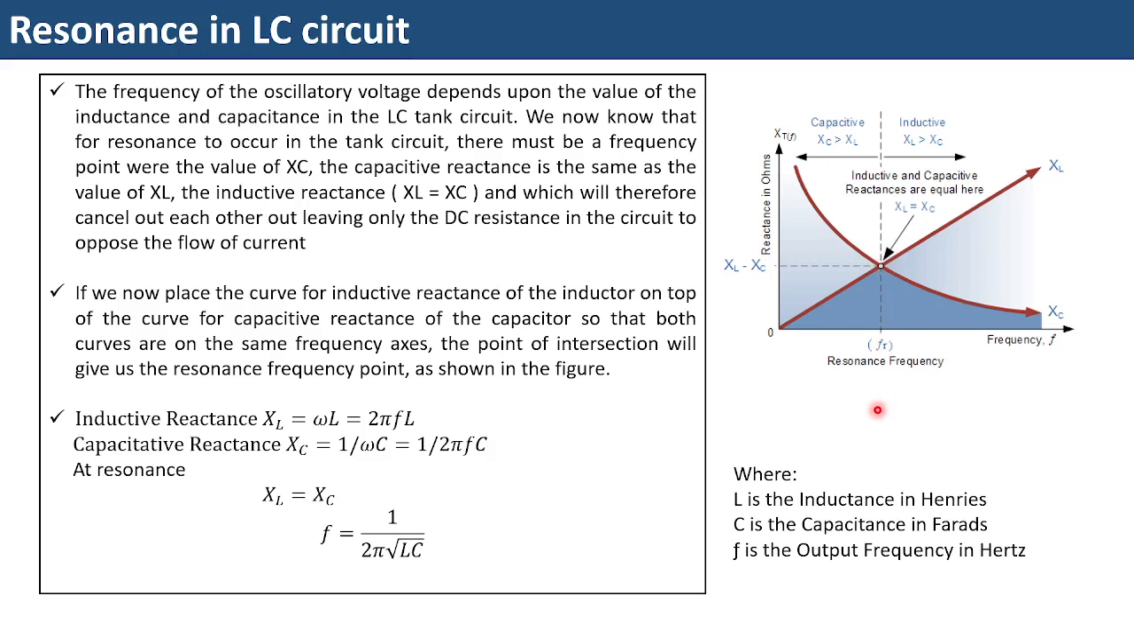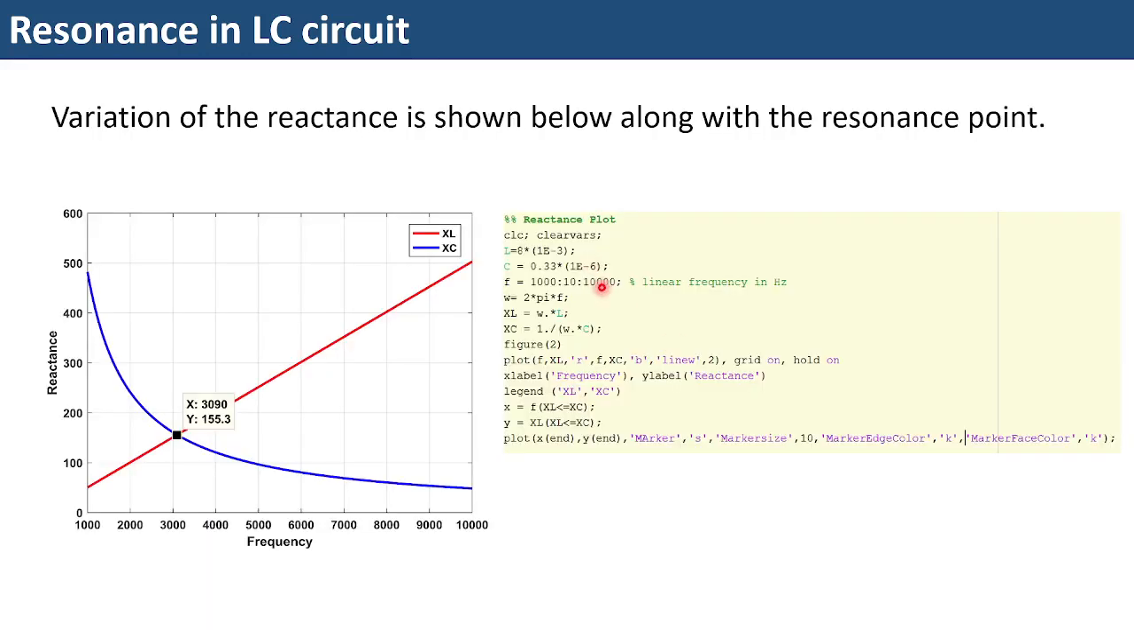All right. And this is a code in MATLAB that I have written, which basically shows the same plot for various values of L. L we have considered to be 8 millihenry. Capacitance we have considered to be 0.33 microfarad. And frequency I have varied from 1000 to 10,000 hertz at an interval of 10 hertz. We have plotted XL and XC, which are the inductive and the capacitive reactance.